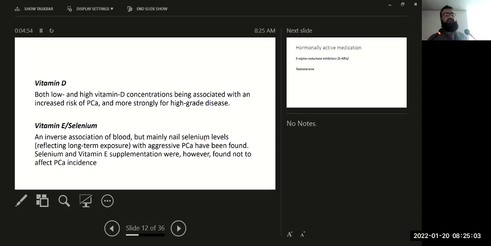Both low and high vitamin D concentrations are associated with an increased risk of prostate cancer, and more strongly for high-grade disease. An inverse association of blood and toenail selenium levels with aggressive prostate cancer has been found. Selenium and vitamin E supplementation were, however, found not to affect prostate cancer.